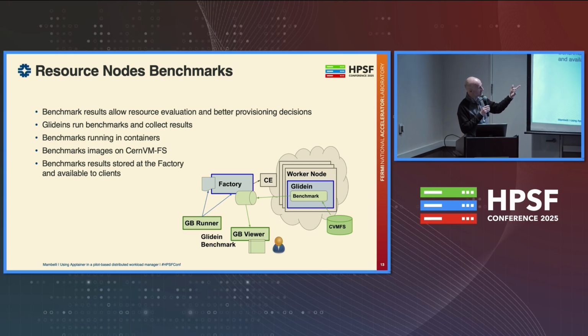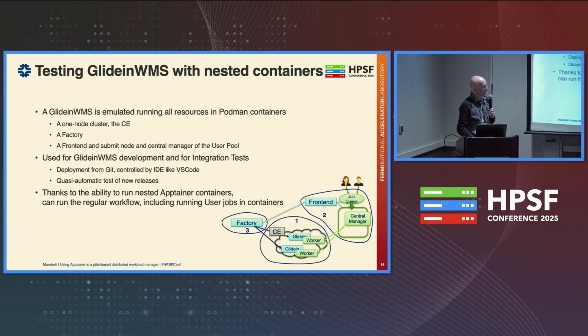Other use is the benchmarking of nodes. This is especially useful when we run on the cloud, so that we know which nodes are more performant and cost efficient. So we have benchmarks expanded on CVMFS, and we use them to collect information about the node to decide where to run. And here we are running containers inside containers, so the nesting was useful.